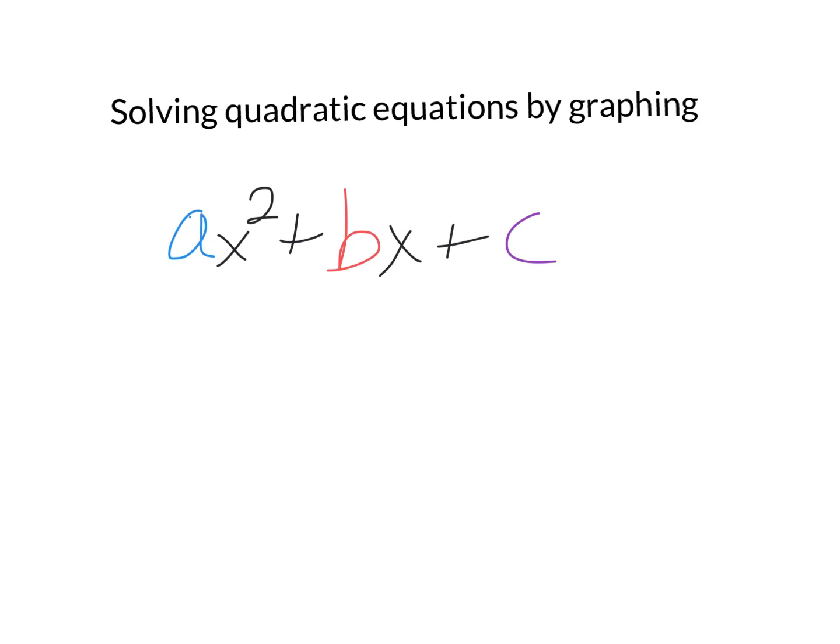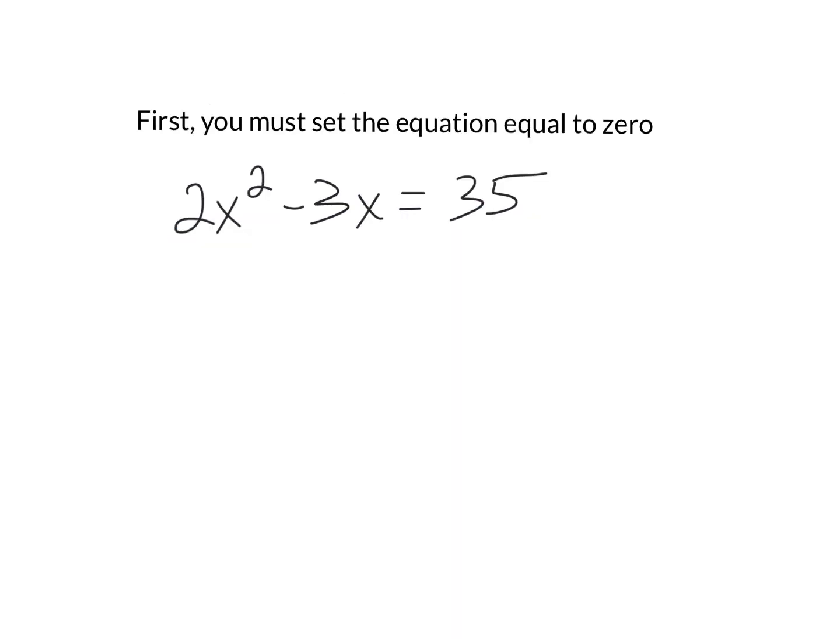Okay, in this video lesson, we're going to look at solving quadratic equations by graphing. Let's remember that the quadratic equation is ax squared plus bx plus c, and as an equation, it's equal to 0. As long as we have an equation that's set equal to 0 in this form, ax squared plus bx plus c, we can graph it to determine the solutions. Let's take a look. The first thing you must do is set the equation equal to 0.